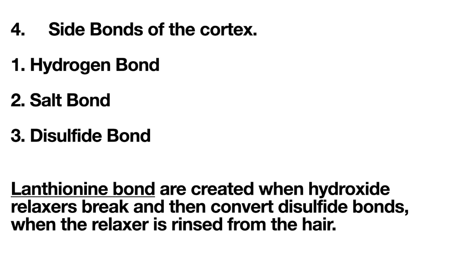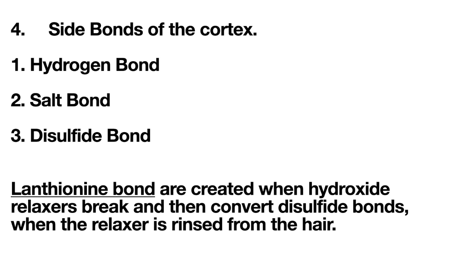The cortex is made up of millions of polypeptide chains. Polypeptide chains are cross-linked like the rungs on a ladder by three different types of side bonds that link the polypeptide chains together and are responsible for the extreme strength and elasticity of human hair.